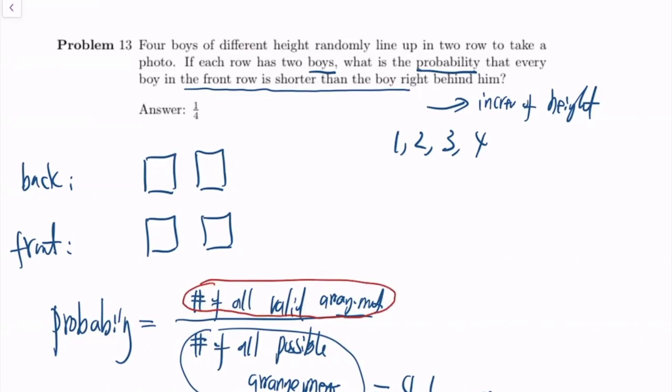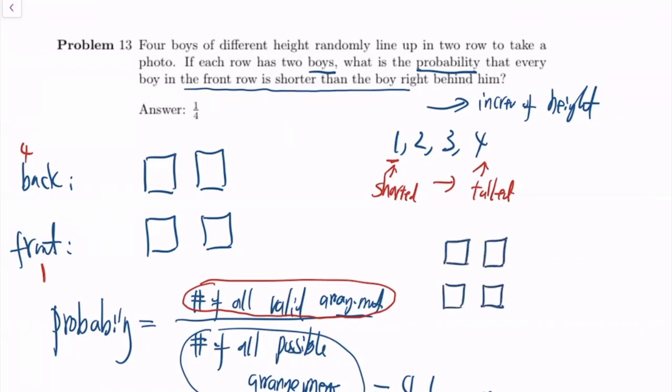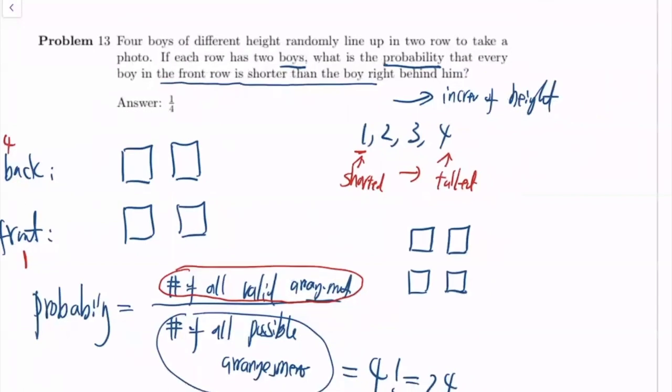Now, obviously, one has to be in the front, which is the shortest, right? So this is the shortest, and the four means the tallest, right? The tallest. Now, obviously, the shortest one has to be in the front row, and the tallest guy has to be in the back row. Let's find all possible scenarios, right? Let's do it. Okay. Well, if the one is here, and then we have the four could be here, right?